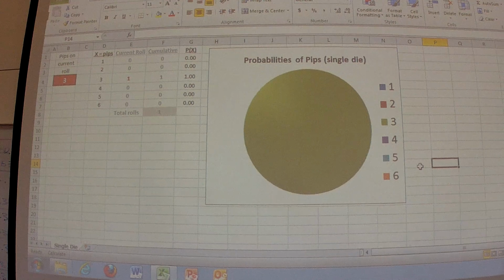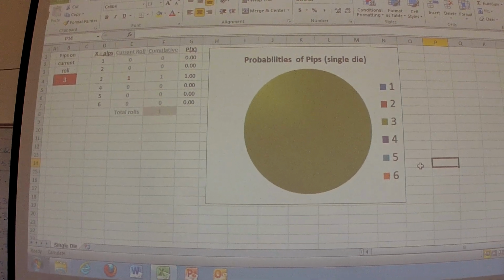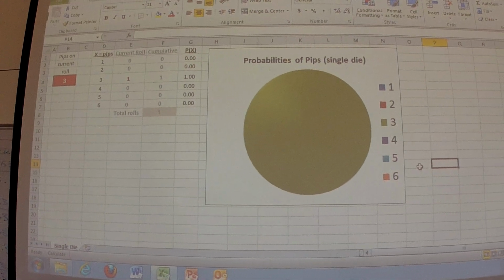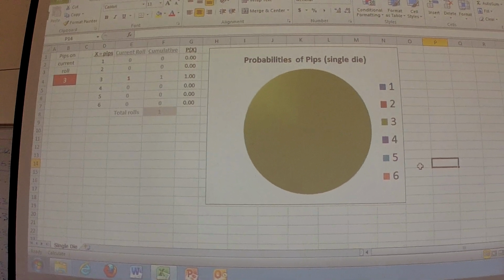This is a computer simulation of rolling the dice you guys just rolled. I want you to sit back and take it in for a second. Up there in cell B4, it says pips on current roll. What that's going to do is generate a random number between 1 and 6. So right now it rolled a 3. That's the same thing as you guys taking a die and throwing.